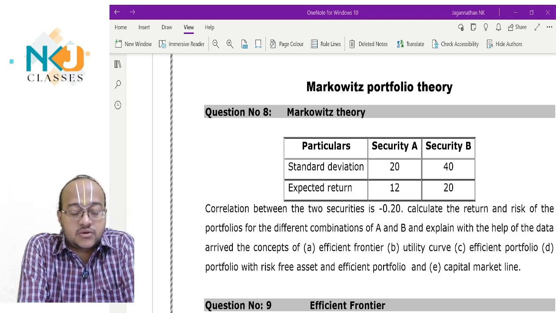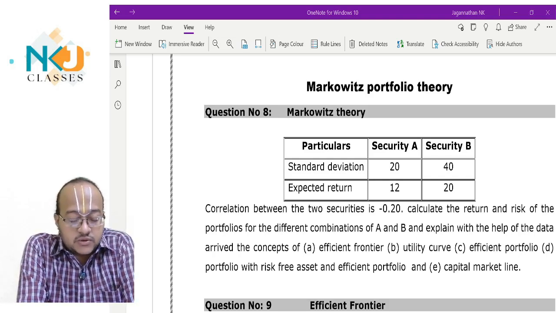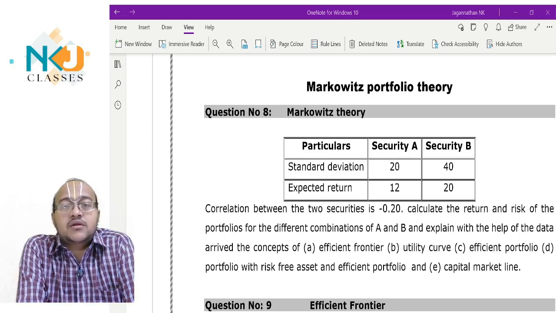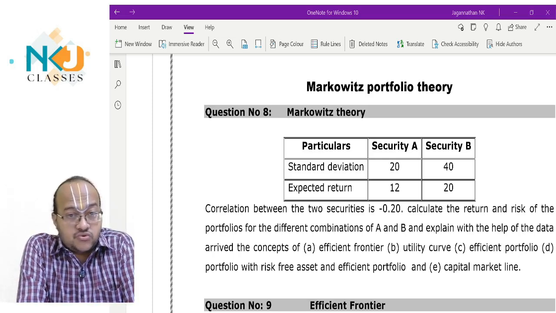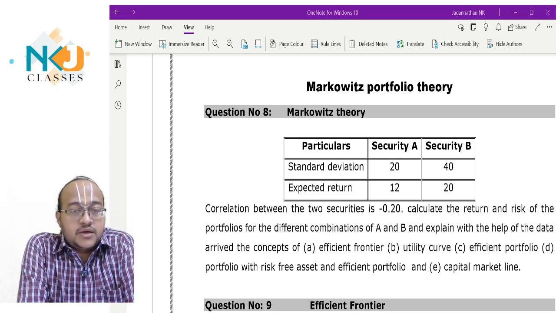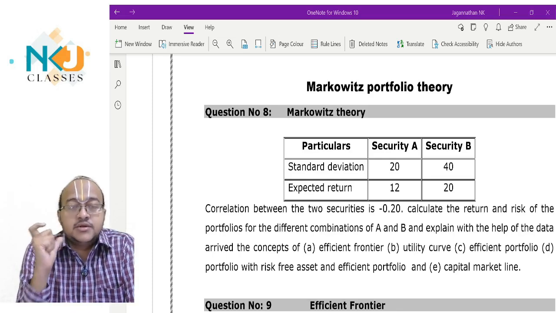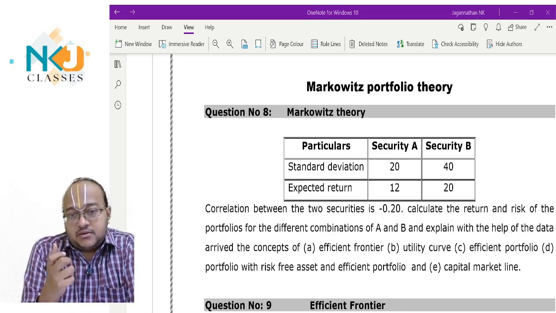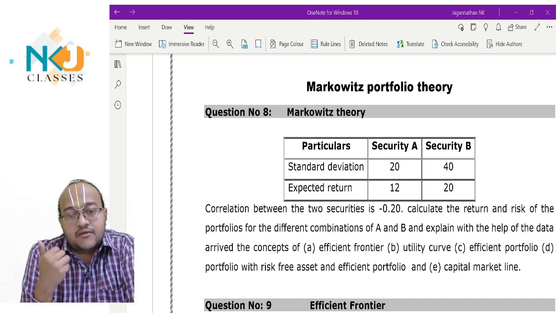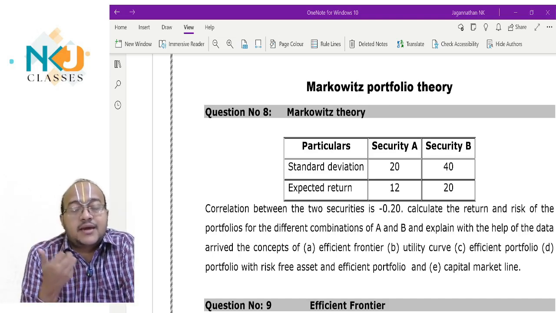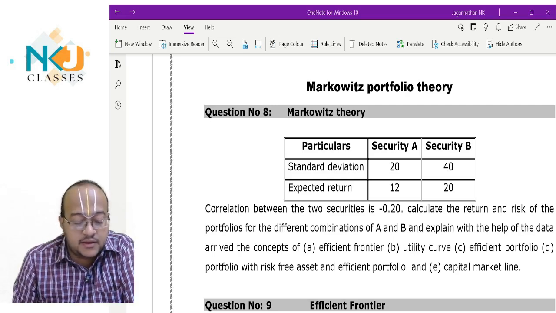If you notice, security B has a return of 20%, which means the advantage of security A is that it has low risk. Come to security B. What is the advantage of security B? It has higher return, but higher risk also, right? So security A, we can conclude, is a low return, low risk security. Security B is a high risk and high return security. Is this clear? Right.